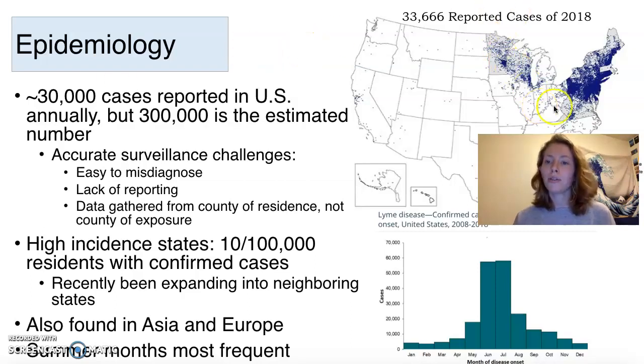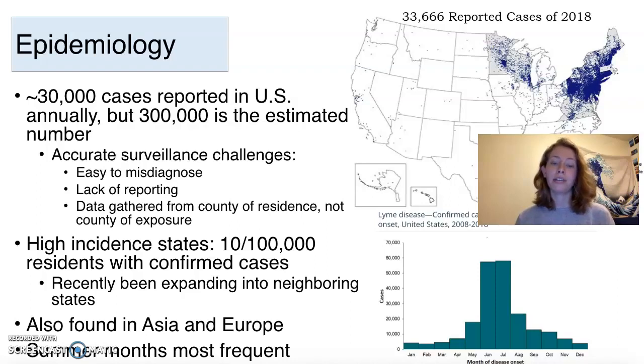Over here, you can see on the map, there are some light gray states. Some of them are covered by so many dots you can't even tell, but those states are considered high incidence states. And to be identified as high incidence, there must be 10 confirmed cases for every 100,000 residents. And in recent years, Lyme disease has been spreading into some neighboring states where it wasn't previously found. And some think that that could be because of climate change and change in the vector behavior.